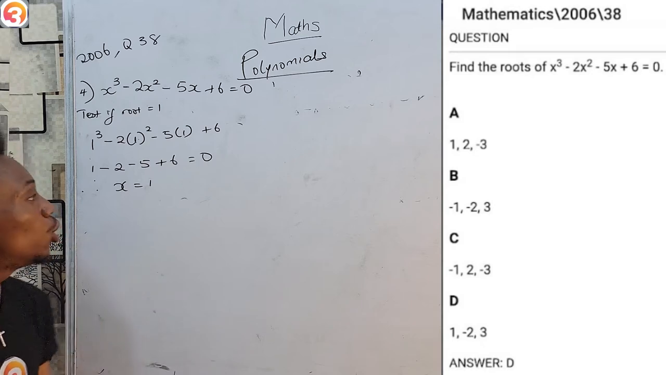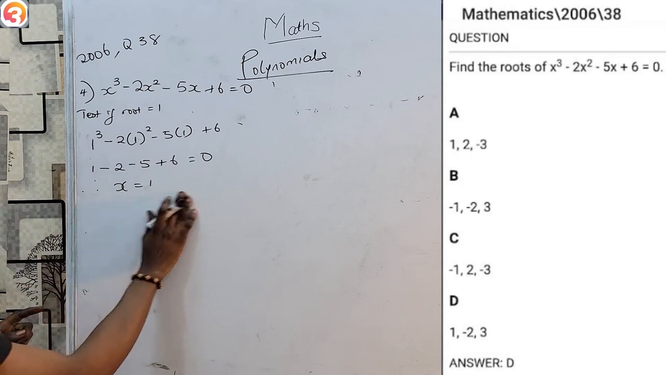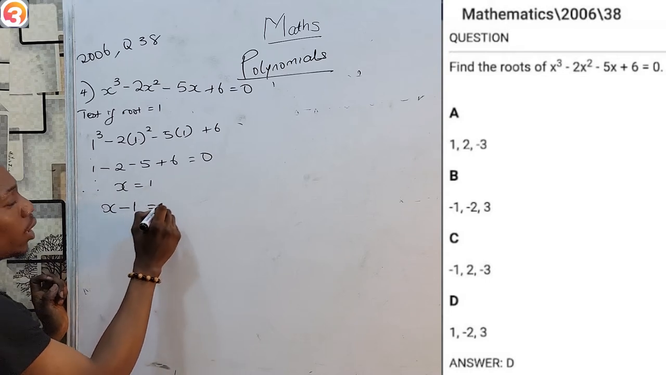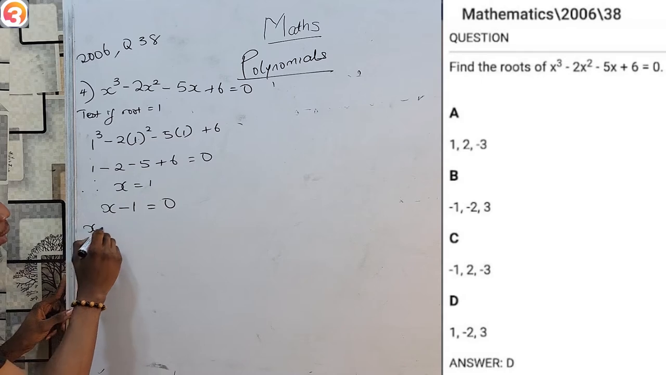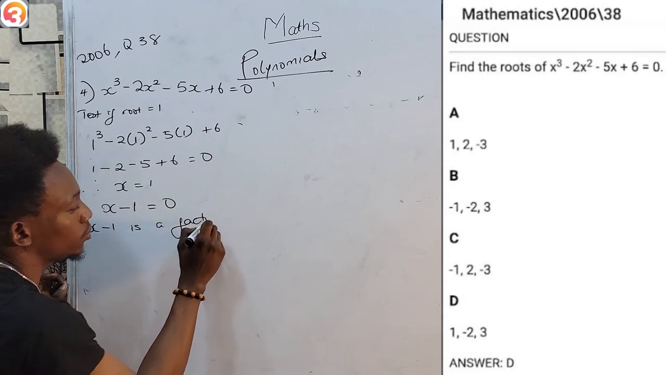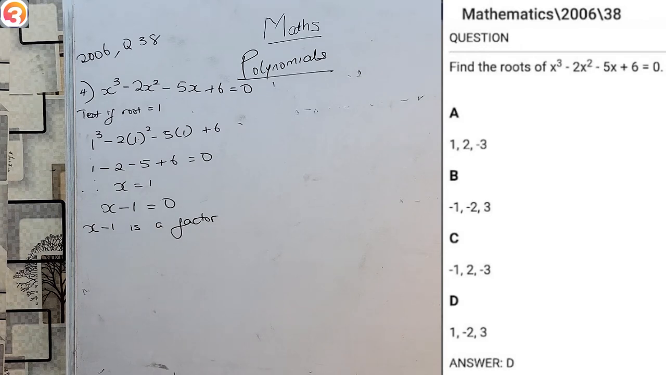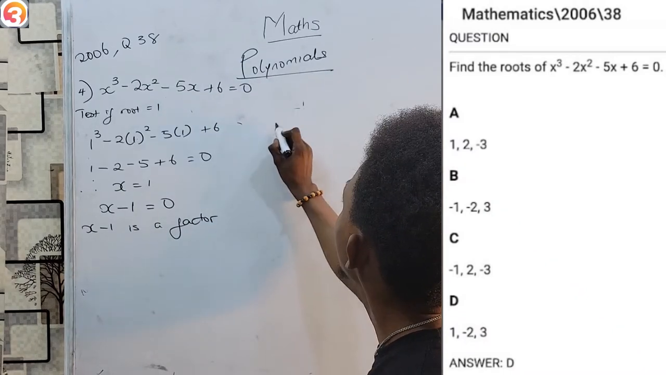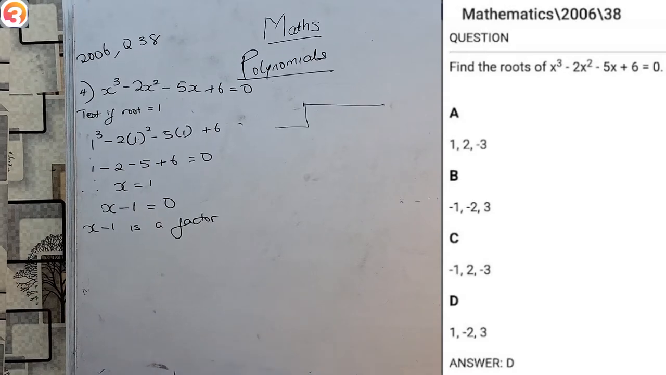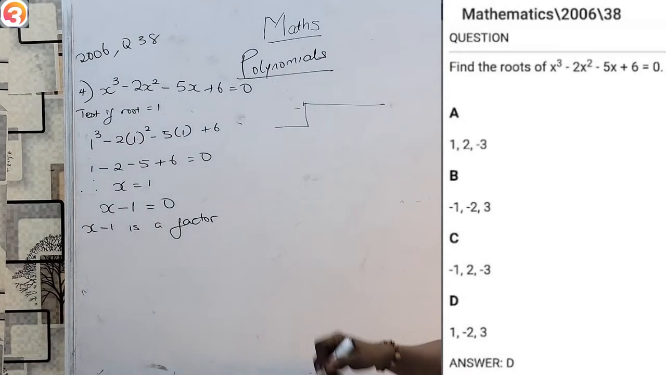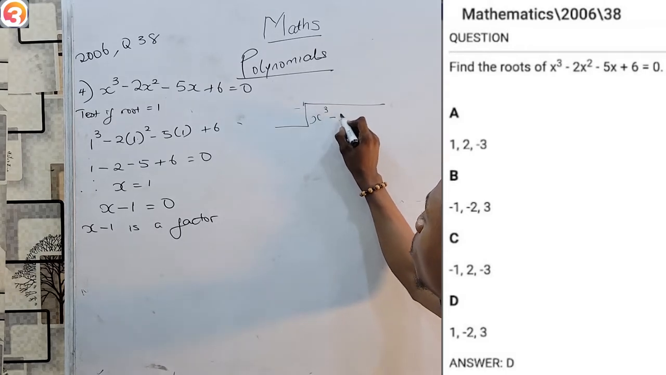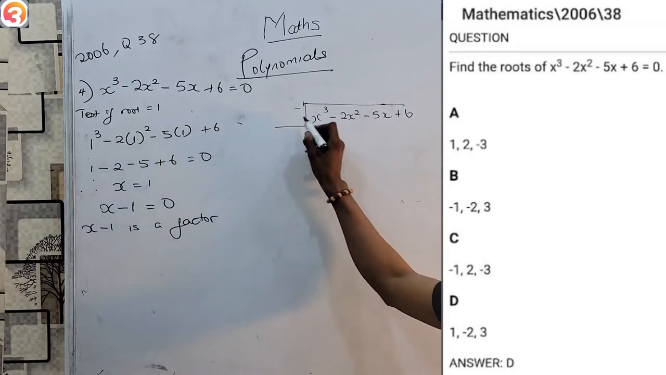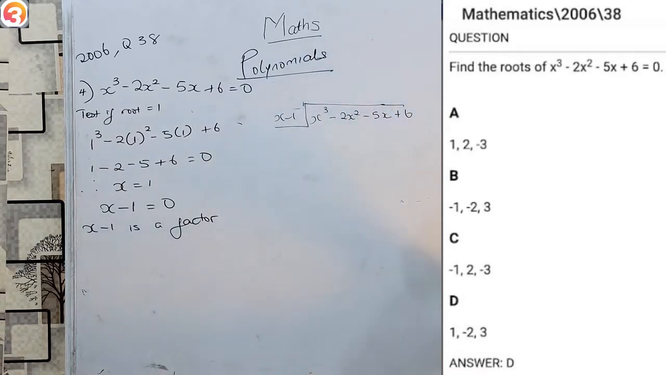But then the proper solving of this question is that after getting this first one, create the factor by saying, therefore, bring this plus 1 to the left, x minus 1 equals 0. So we know that x minus 1 is a factor. Now, once you know this, the next step typically involves dividing. Now, like I said, we have to divide. And in this method of long division, which we all learned in primary school, we know that what we want to divide goes under here, x cubed minus 2x squared minus 5x plus 6. And what we want to use to divide comes here.